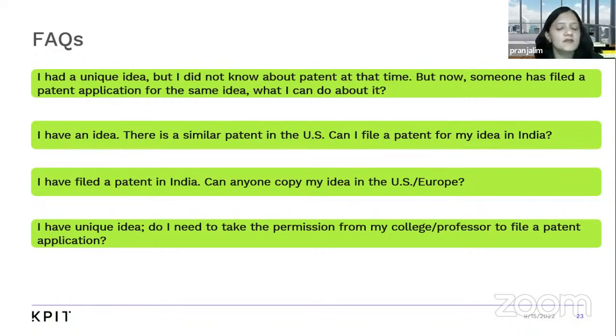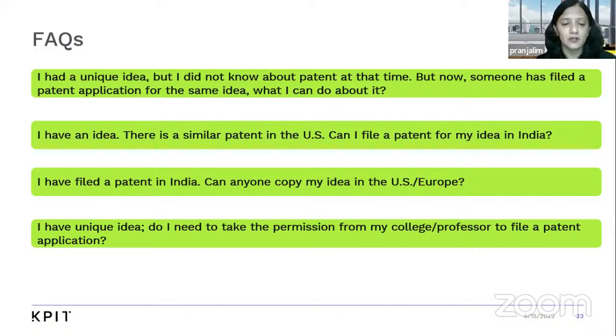The next question is, I have filed a patent in India. Can anyone copy my idea in US or Europe? Now, again, to address this, as we have seen earlier, patents are territorial rights. In terms of enforcement, in terms of prior art, the prior art can be global, but the patent enforcement has to be territorial. They are just territorial rights.